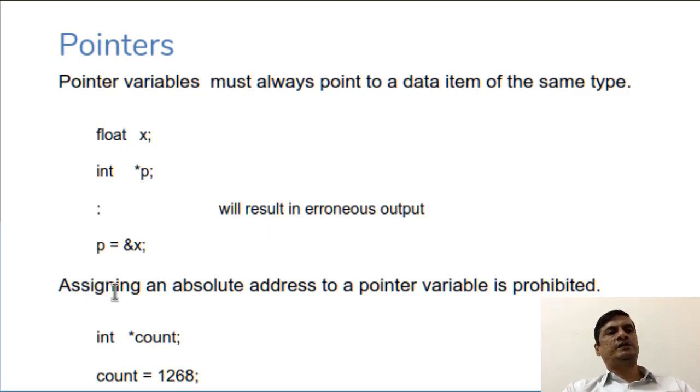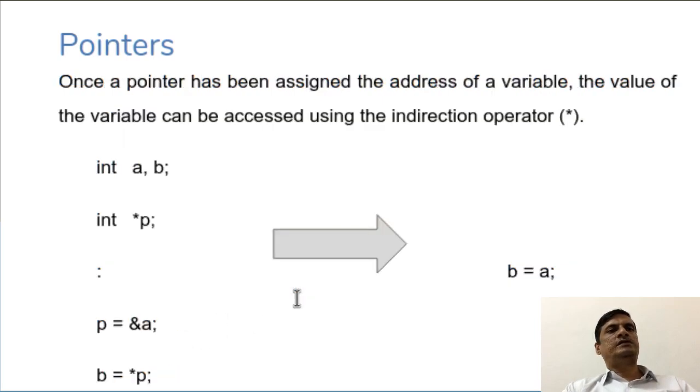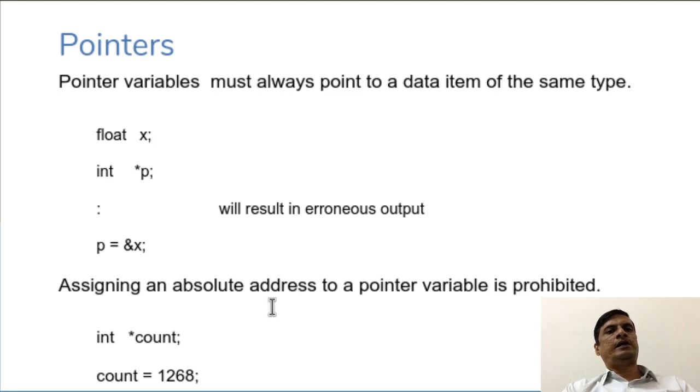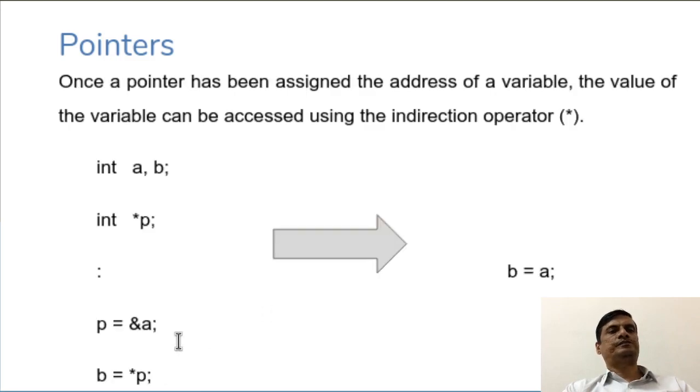Another kind of mistake that generally happens in pointer programming is that assigning an absolute address to a pointer variable is prohibited. Here, int star count. You cannot assign an absolute address to it. To understand another concept of pointers: once a pointer has been assigned the address of a variable, the value of the variable can be accessed using the indirection operator, or the asterisk, which we generally call the pointer operator.